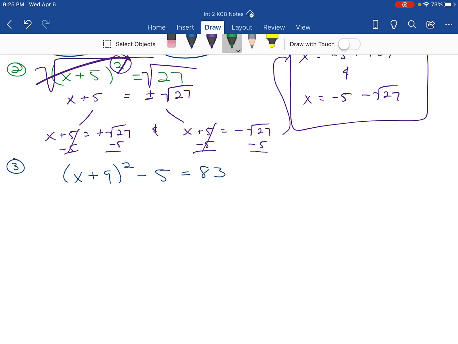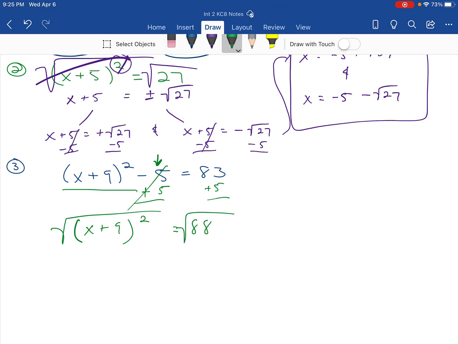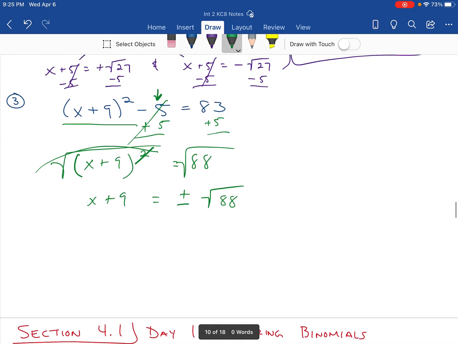Okay, the first step is to get rid of this 5 though, because you cannot take the square root when this term is not by itself. So let's get rid of 5 first. So add 5 to both sides. I get x plus 9 squared is equal to 88. Now you can do the square root to both sides. Cancels out the root and the 2. So I get x plus 9 equal to plus or minus the square root of 88, since 88 is not a perfect square.